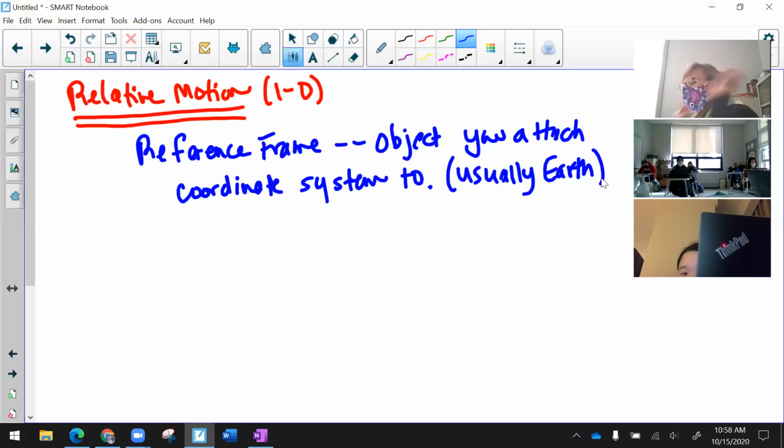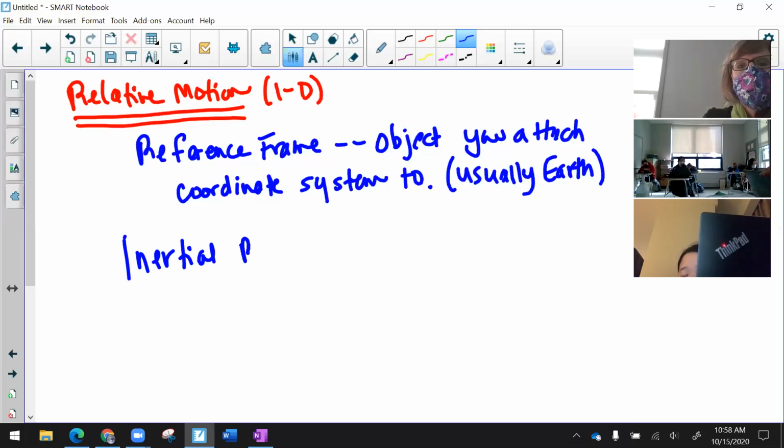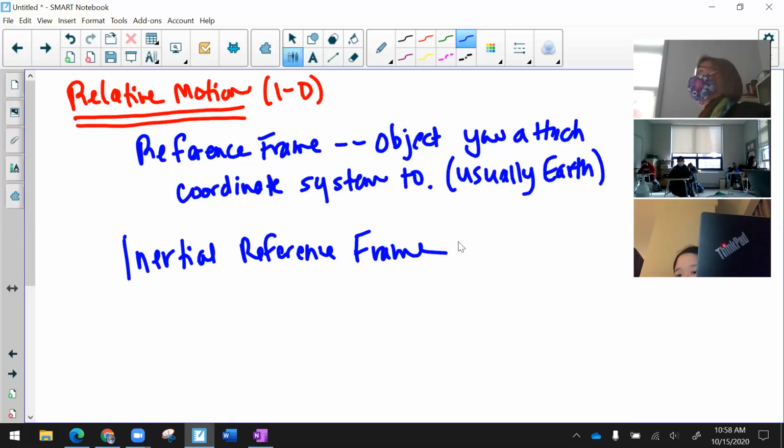Basically our reference frame, and often we call it an inertial reference frame, and we'll talk about inertia a little more when we get into the chapter, is usually going to be the Earth, and usually we don't worry about it. And again, for short distances, I don't have to worry about the fact that the Earth is moving.